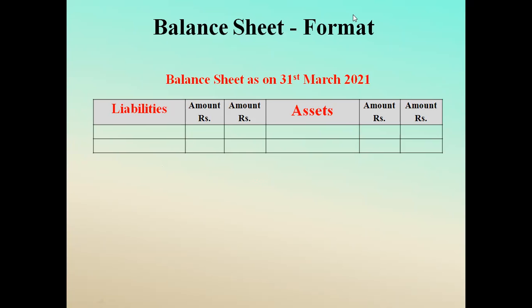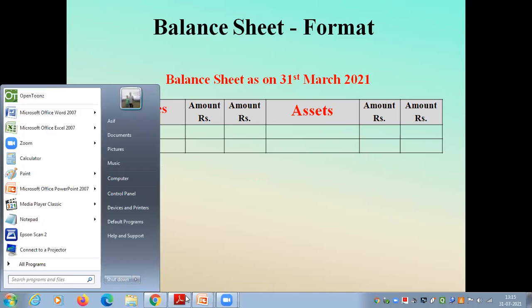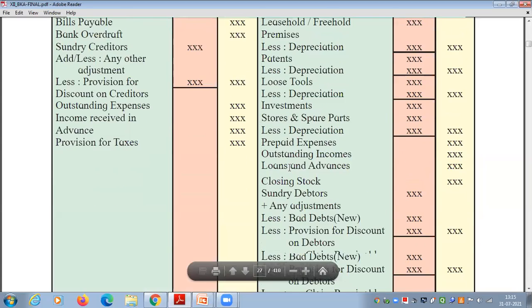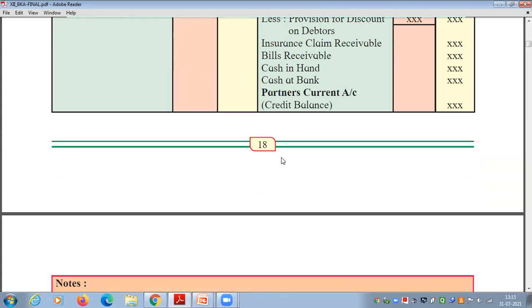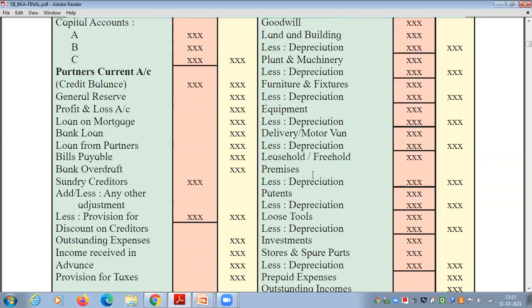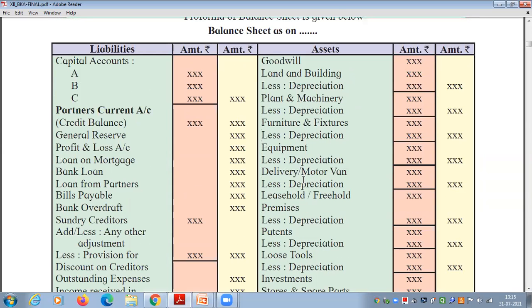Have a look in our book. When you see the government textbook page number 18, you will find this liability side, the capital. As an example, ABC are partners in the partnership firm. All the capital contributed by the partners will appear on the liability side here in the column, and the total will be in the outer column.